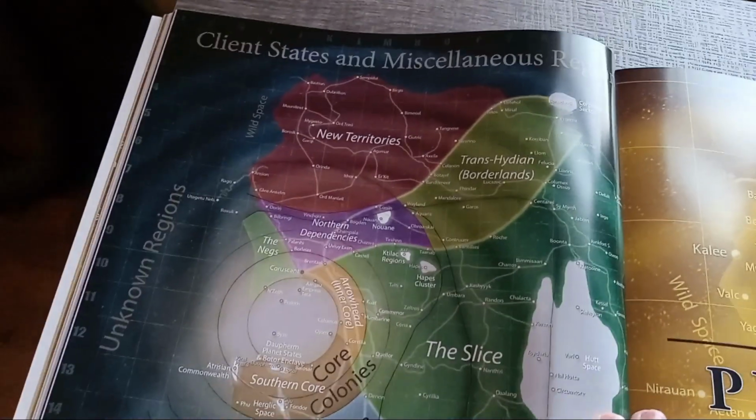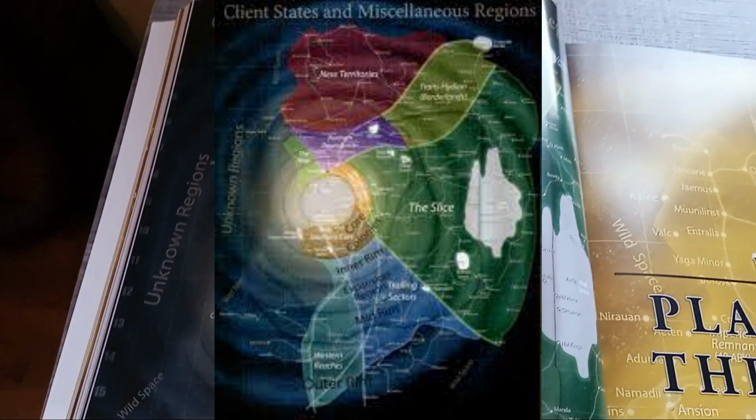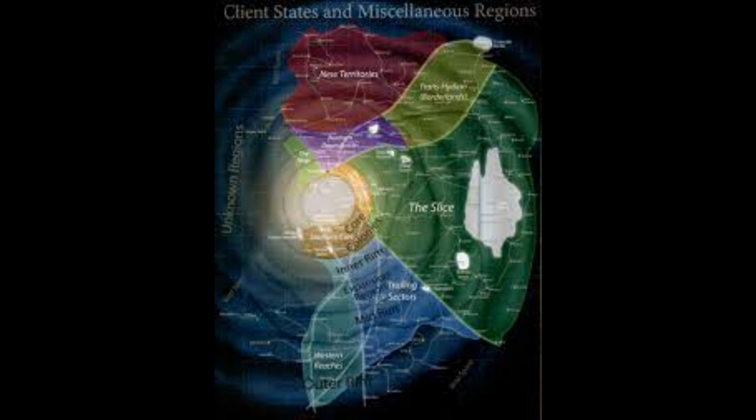Then we have a little bit of a different map. Client states and miscellaneous regions. Very interesting. Western reaches. Trailing sectors. The slice. Oh, you have Bothan space. They're special. They get their own little... They're like the Hutts. Then you have Trans-Hydian, the Borderlands. Corporate sector way up there. It's a little white spot. Northern Dependencies. The Negs. Arrowhead. The Inner Core. Southern Core. The New Territories. Okay, very interesting.